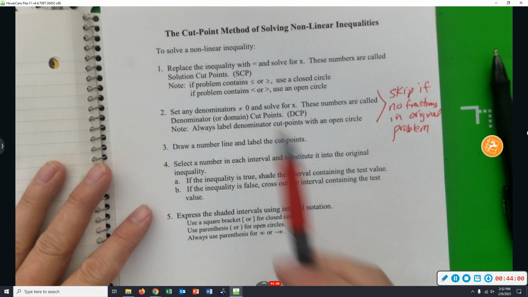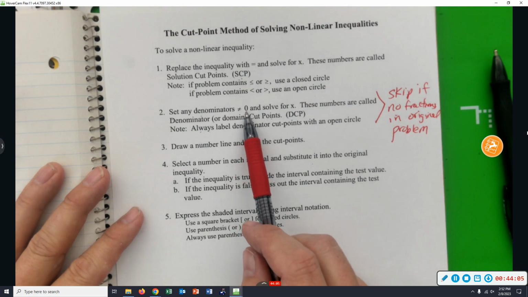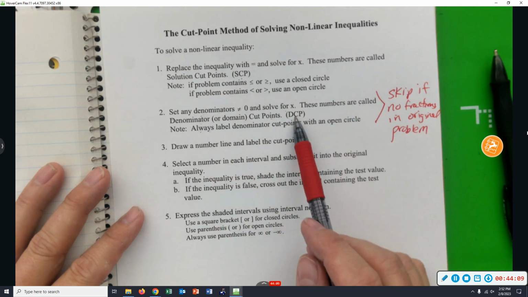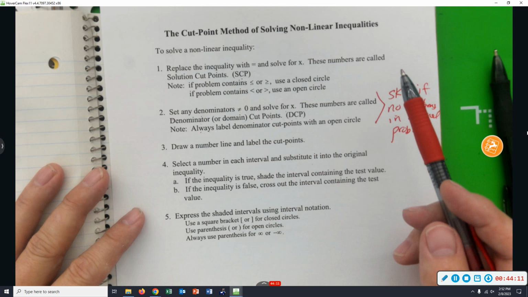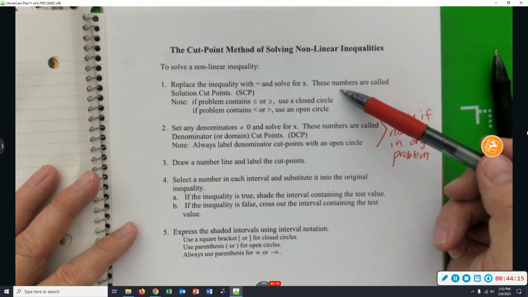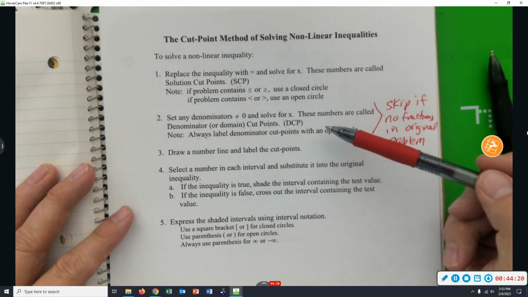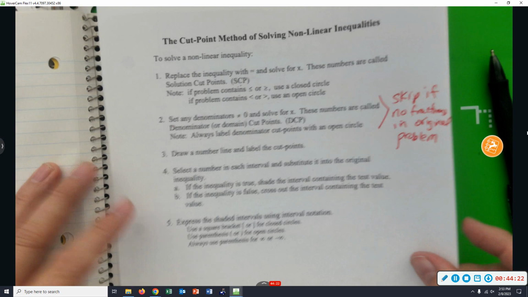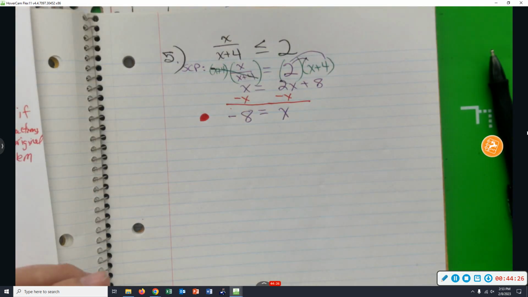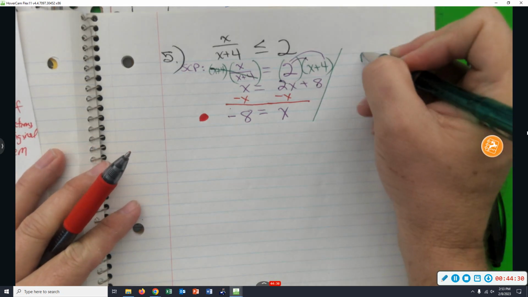Next, set any denominators you see in the original problem not equal to 0 and solve for x. These numbers are called denominator cut points. We never want a denominator to be 0. Remember I said the first step is asking where is the inequality equal. The second step you're finding where is it undefined. Well, the fraction's undefined when the denominator is 0. So I think I'm going to do the DCPs right here.